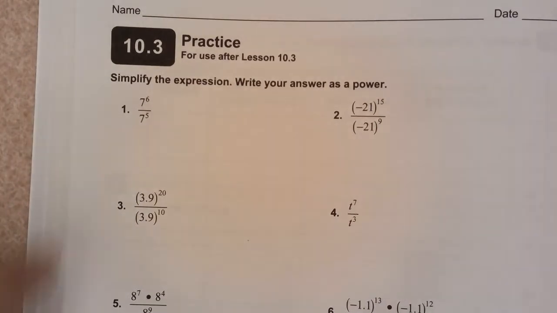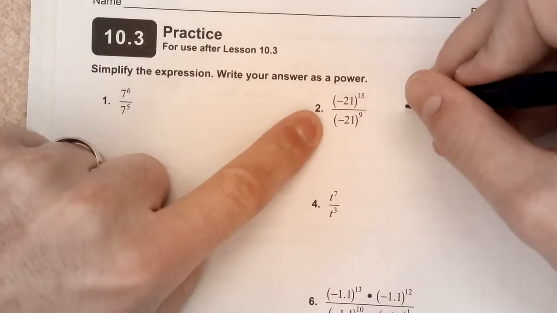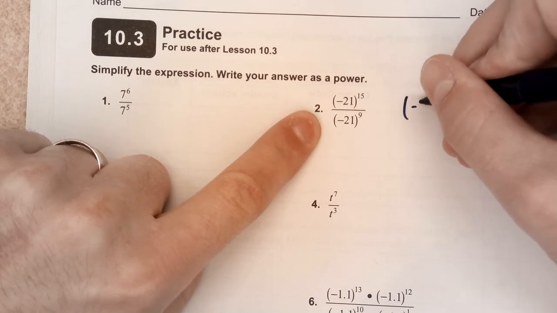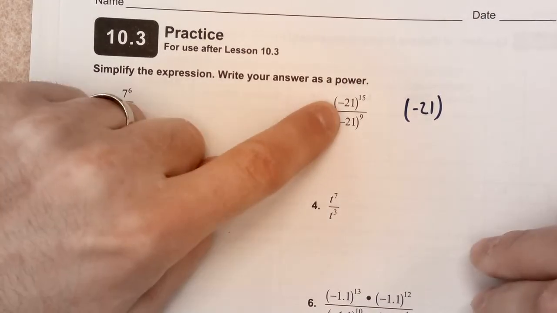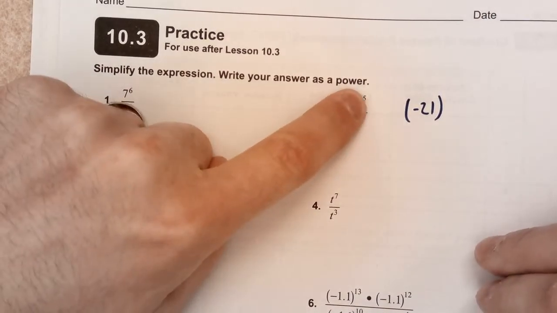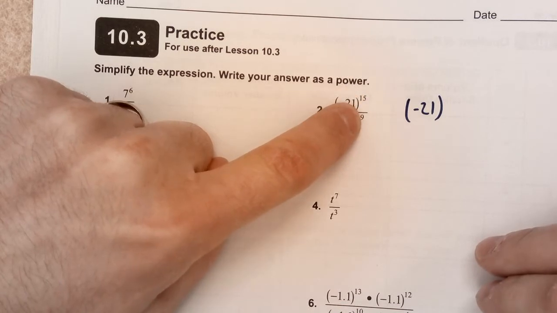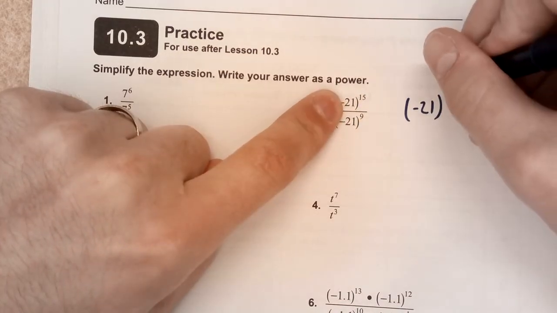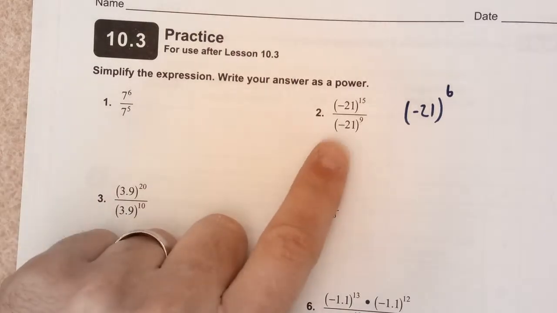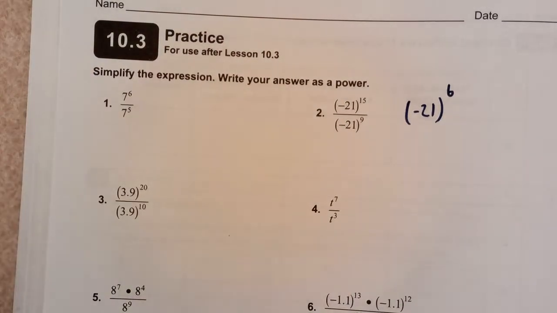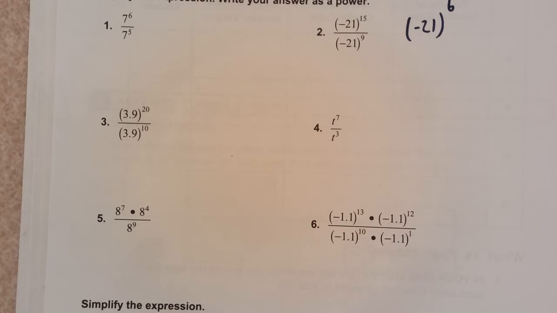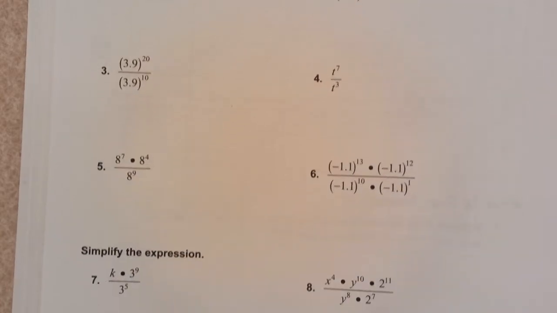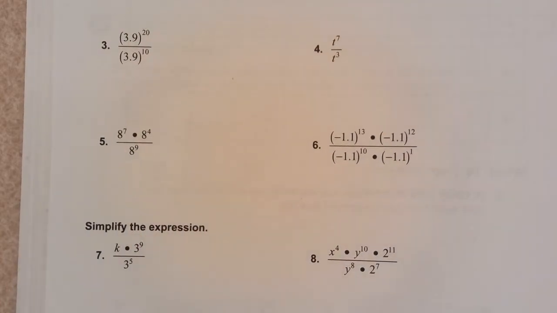So problem number, how about number 2, for example? I'm going to rewrite my base as negative 21. That's the base. And let's subtract the exponents. 15 minus 9 is 6. There you go. We just did it. We wrote this as a single power. Boom.